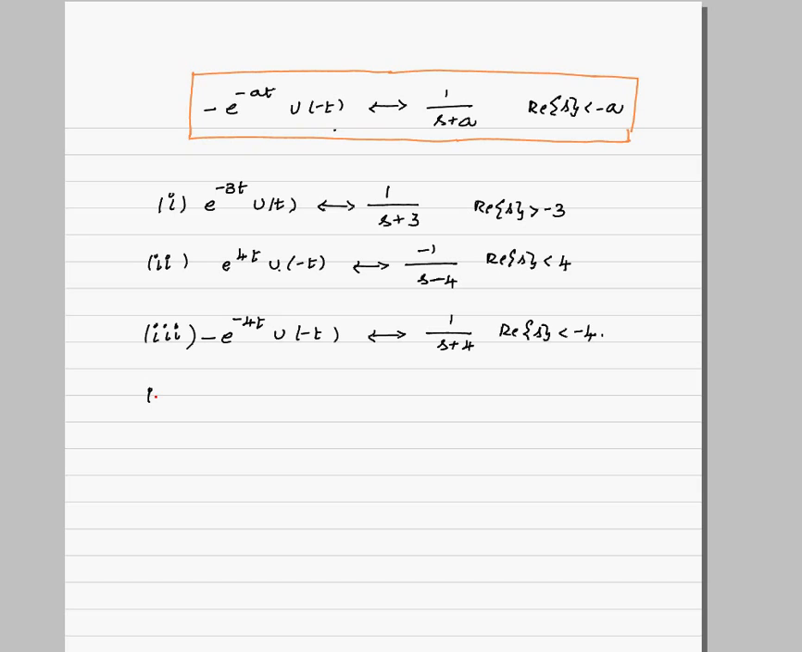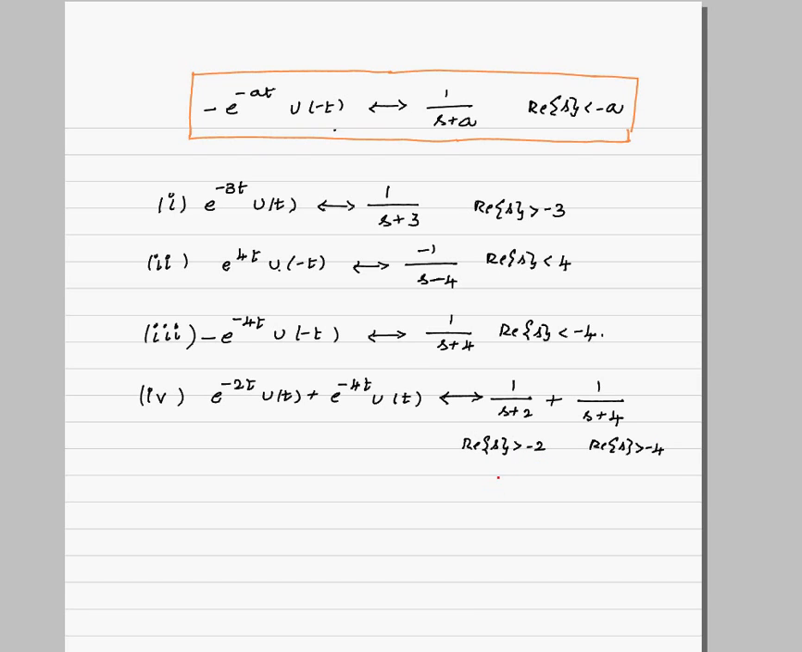Now let us take a little bit complicated example. Fourth one, we will take e^(-2t) u(t) plus e^(-4t) u(t). What will be its Laplace transform? For the first one it will be 1/(s+2), plus for the second one 1/(s+4). What are the corresponding ROCs? Real part of s greater than -2, and for this it will be real part of s greater than -4.